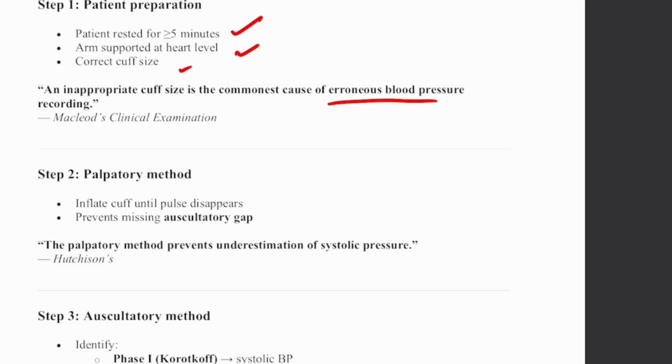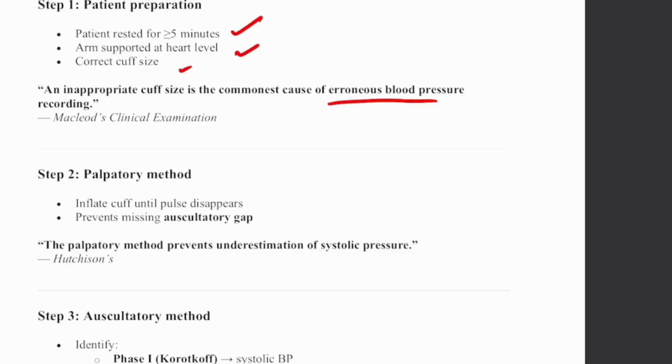Why should you do the palpatory method? Because there is something called auscultatory gap. For example, when you do the auscultatory method of recording the blood pressure, the Korotkoff sounds will appear, then it may disappear for some time, and then again it may reappear. So it will be like this. So suppose the systolic BP is 200. You will get the initial sound, then the Korotkoff sounds will disappear for some time, it will reappear.